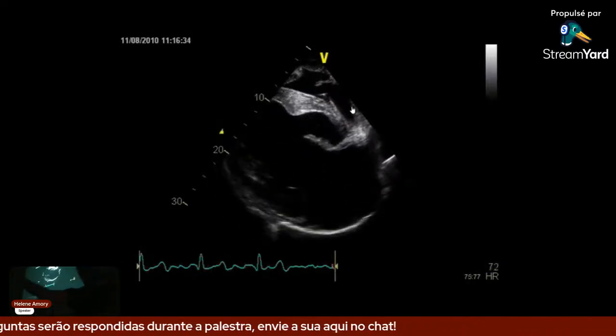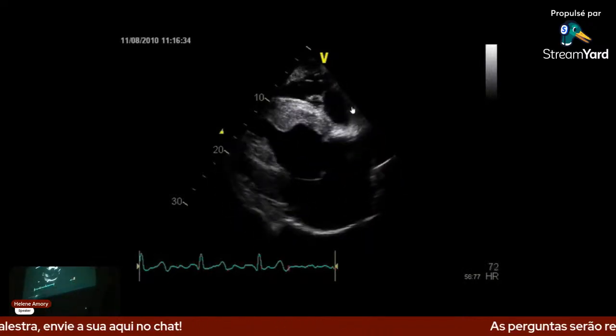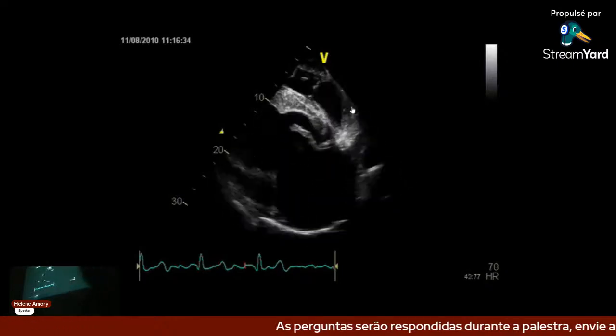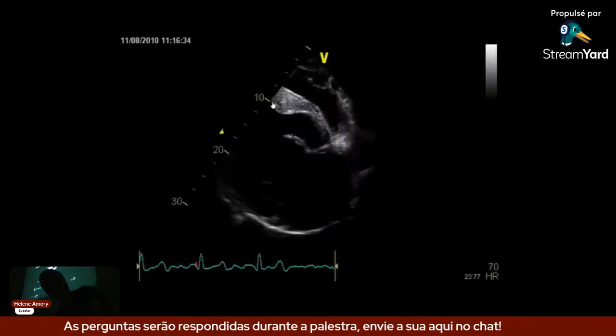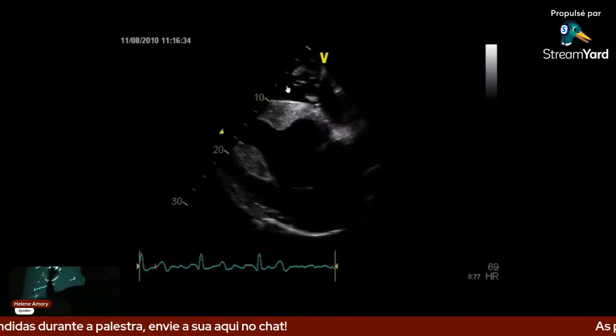Yeah, Fabio, you have one. Yeah. What? The form of the left atrium. Absolutely. It's rounded, it's more rounded than normal. Absolutely. Motion of the septum. You see that it contracts too much. Okay.